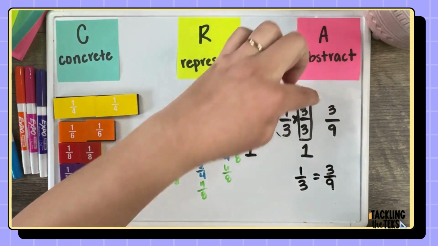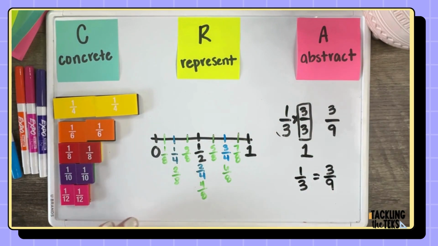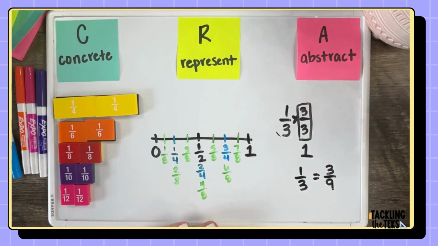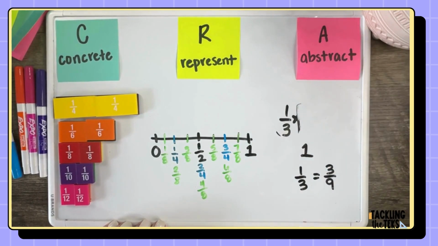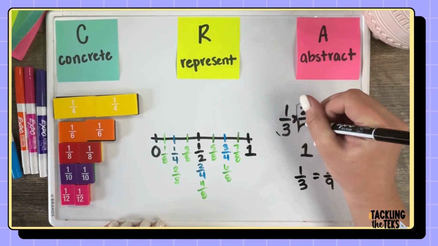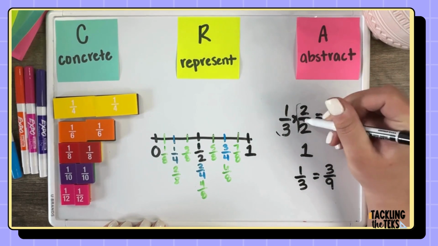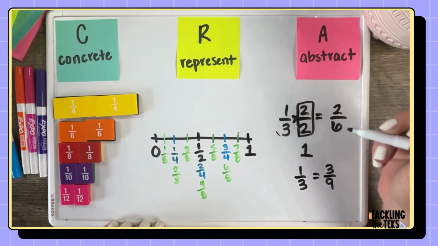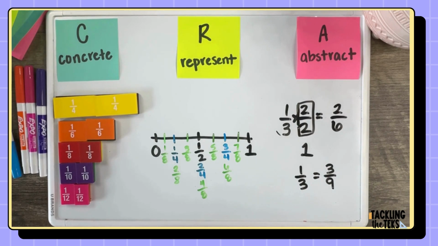Because again, I could have also multiplied by 2/2 to get another equivalent fraction. So again, when I multiply by 1, it's not changing the value, we're just finding an equivalent fraction.